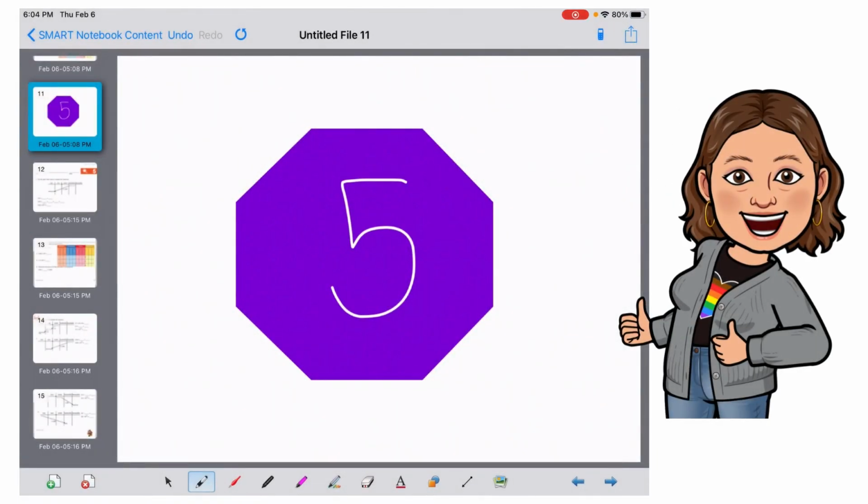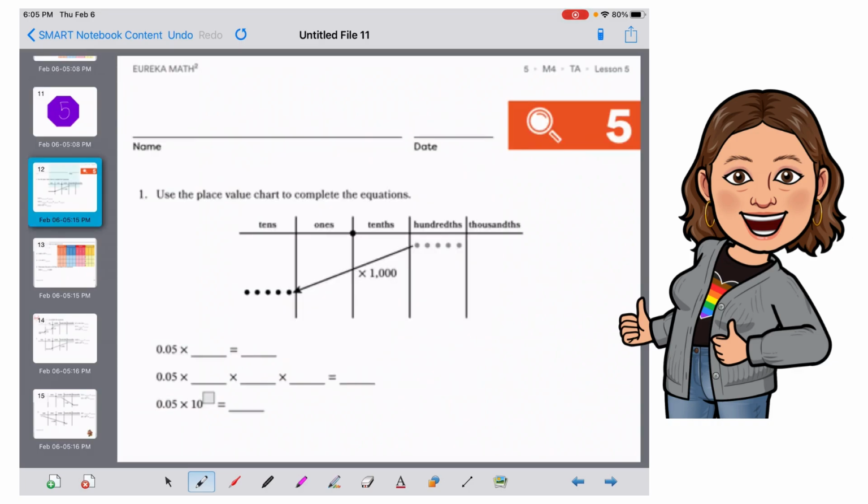Okay, now we are going to move over to lesson 5. I told you we were going to be skipping around and getting through a few lessons today. Lesson 5, you're going to turn to page 45. We're going to start right up here on number 1. We are going to look at how these things move up and down the place value chart, okay?